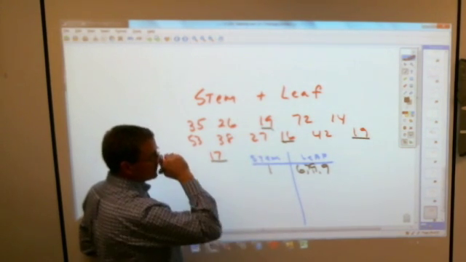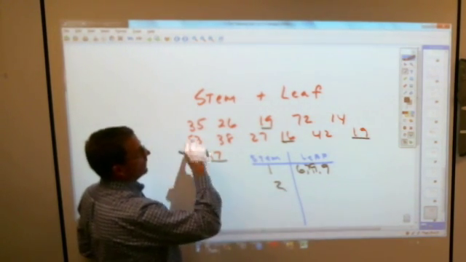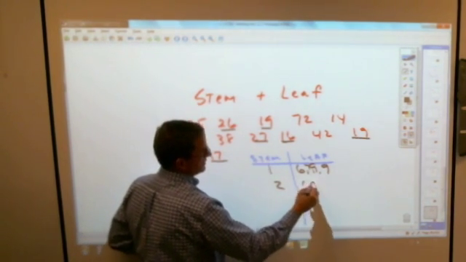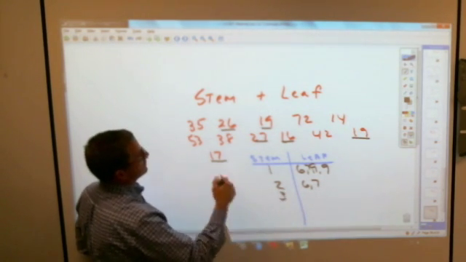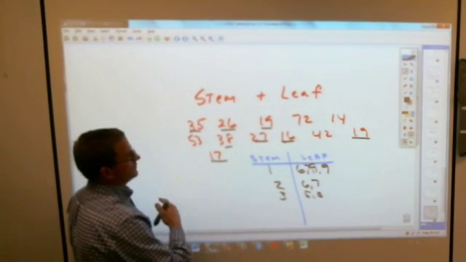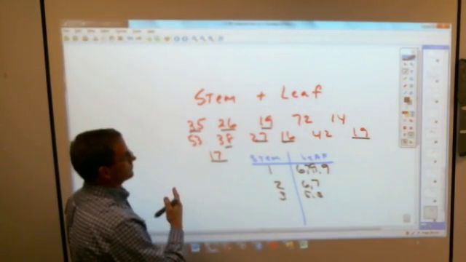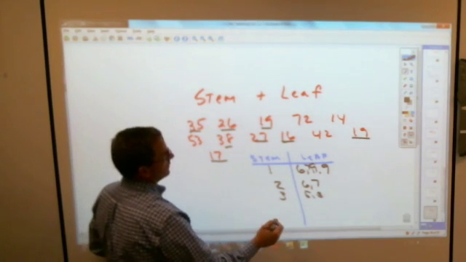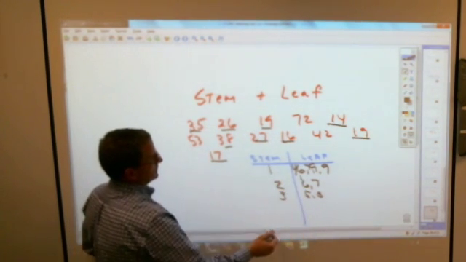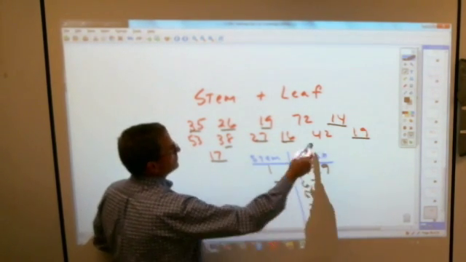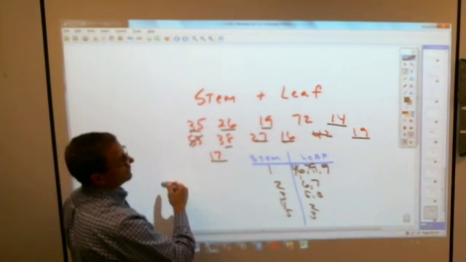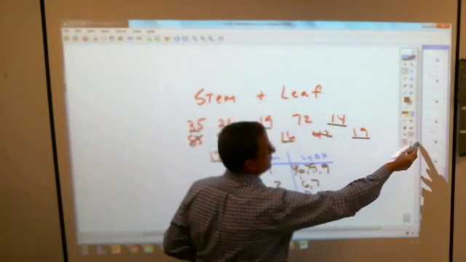And then you go into the 20s, which would be your stem of 2: 26 and 27. Only 26 and 27. And then your 30s, which would be 35 and 38. And then do I have 40s? Oh, did I miss 14? There's a 14. And then your 40s was 42. Your 50s was 53. No 60s, we have a 70 there.